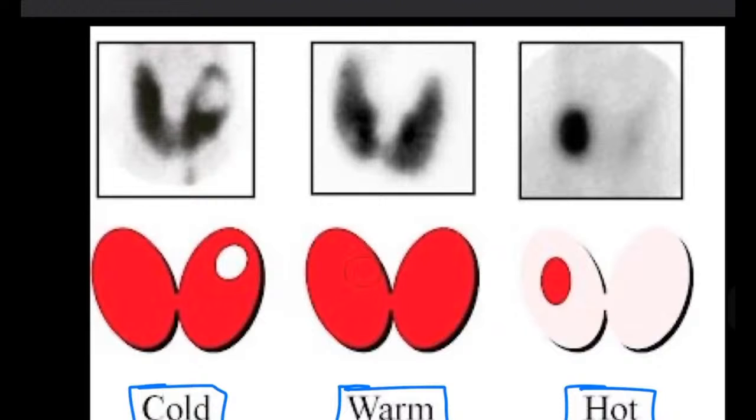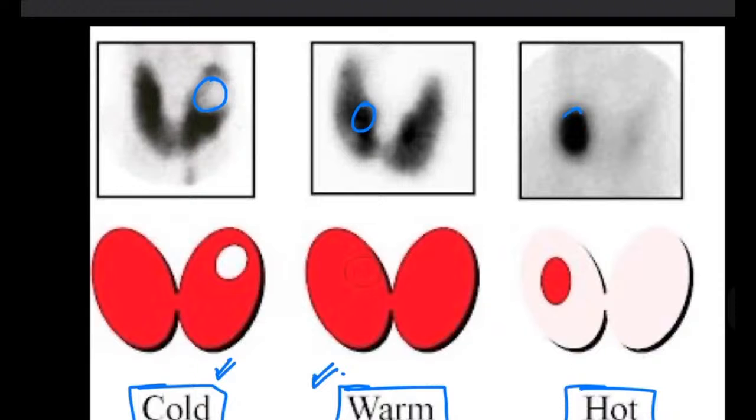Now, if there is a lesion in a thyroid gland, and the uptake of that particular lesion is less as compared to the rest of the thyroid gland, this is a person who is having a cold nodule. If let's say there is a thyroid nodule, but the uptake of that nodule is the same as compared to the rest of the thyroid gland, the person is having a warm nodule.